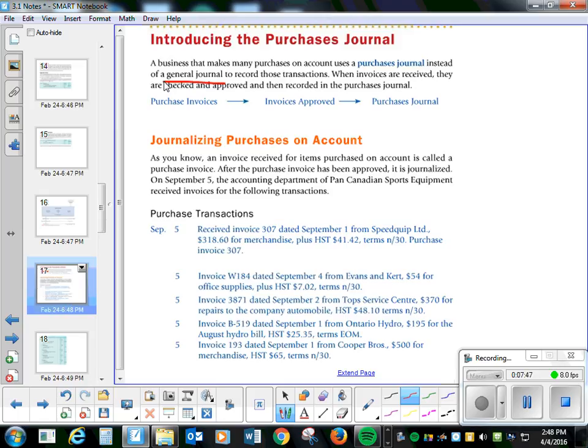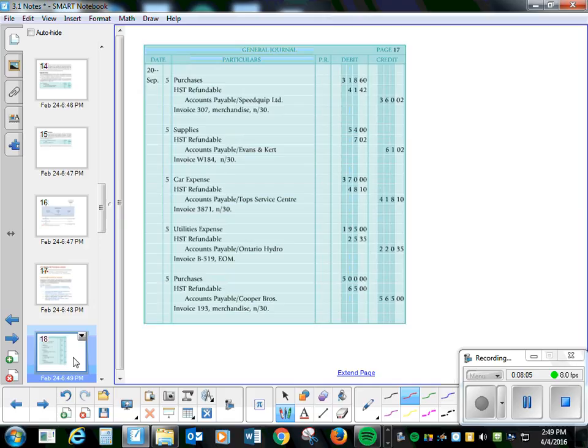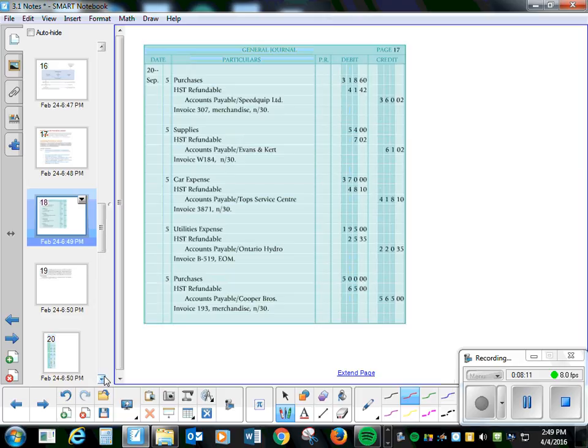Okay, so as you know, an invoice received for items purchased on account is called a purchase invoice. After the purchase invoice has been approved, it's journalized. So on September 5th, the accounting department of Pan Canadian Sports Equipment received invoices for the following transactions. Now we're not going to go through all of these. In the old system, this is what they would look like in your general journal. Now in our new system of using the purchases journal, it's going to look like this.